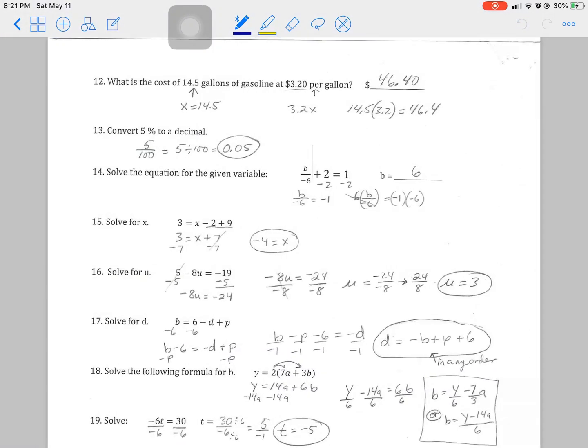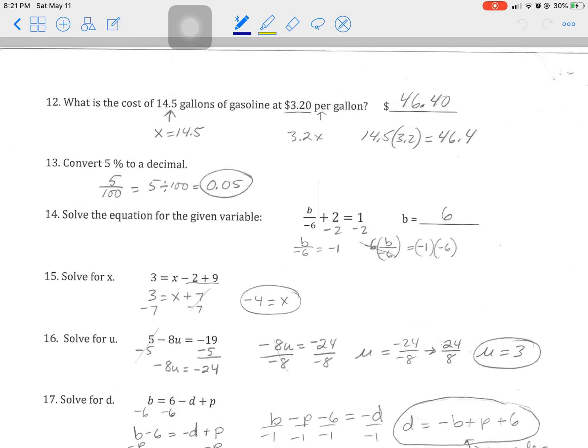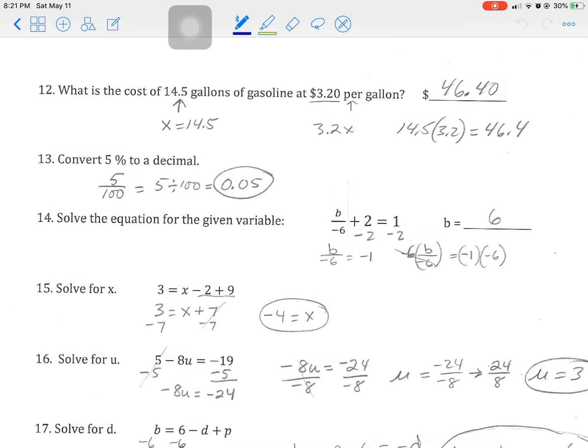Number 12, what is the cost of 14.5 gallons of gasoline if they are $3.20 per gallon? Right? Something costs $14.50 each.